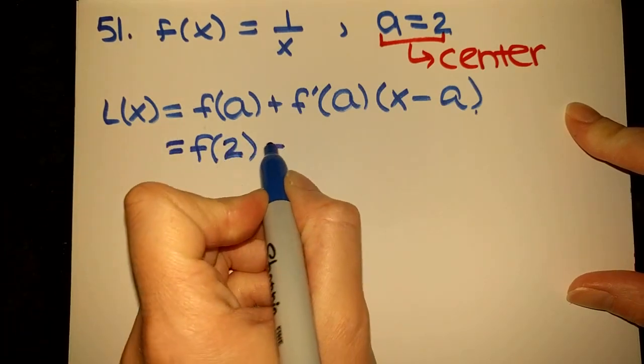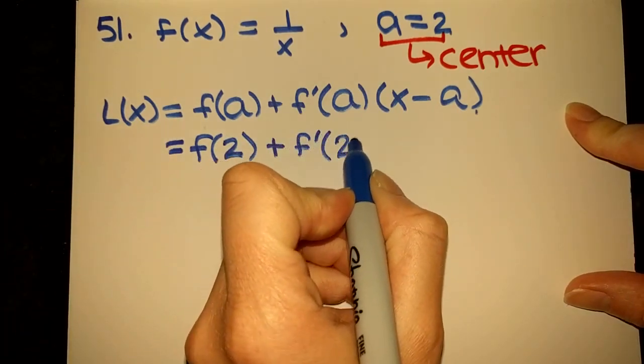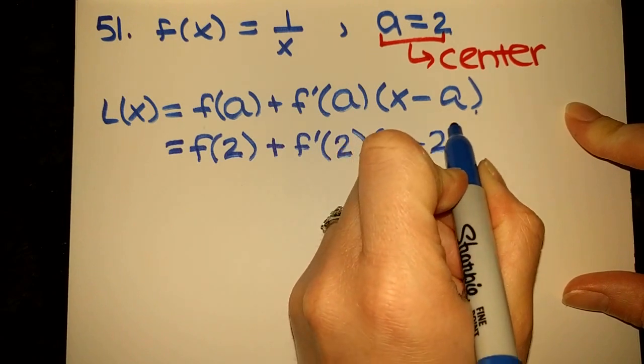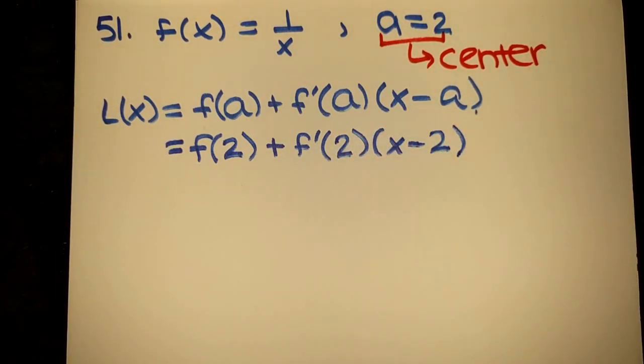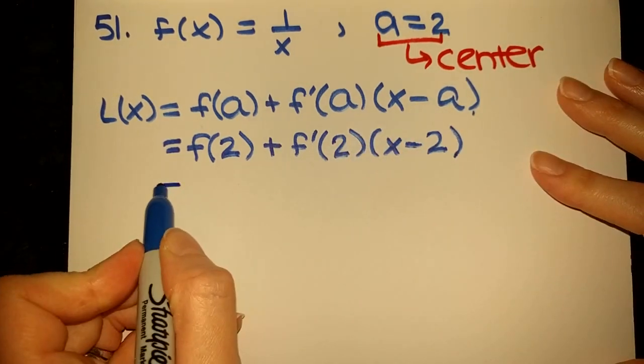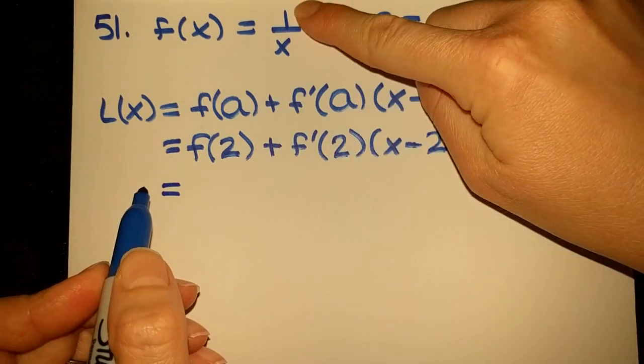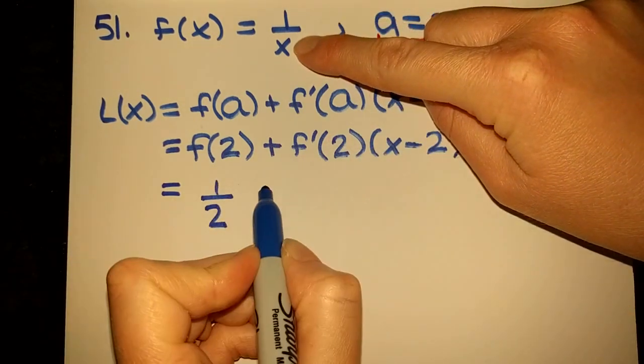So you're looking at f of 2 plus f prime of 2 times x minus 2. And then you can compute what f of 2 is. So if I plug in f of 2, I would have 1 over 2, so 1/2.